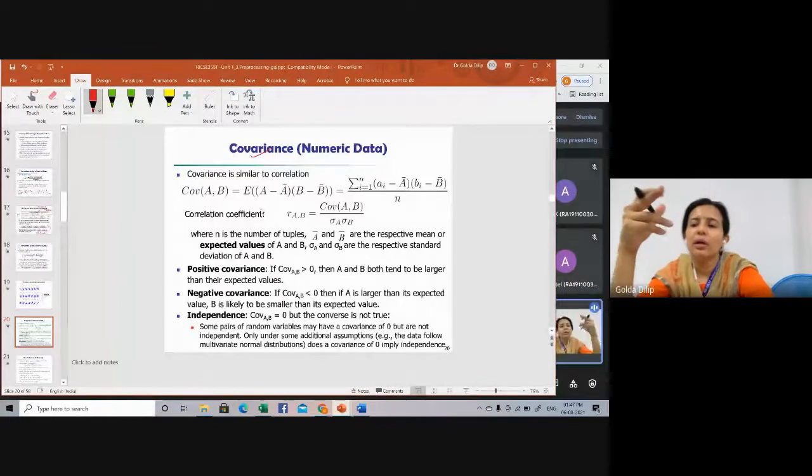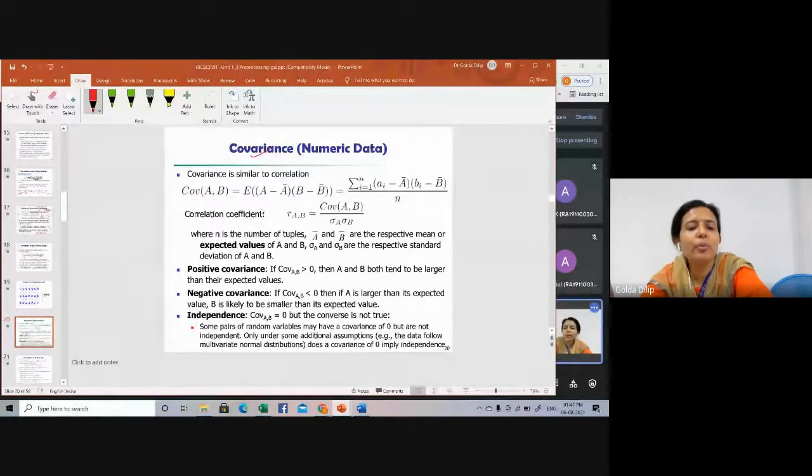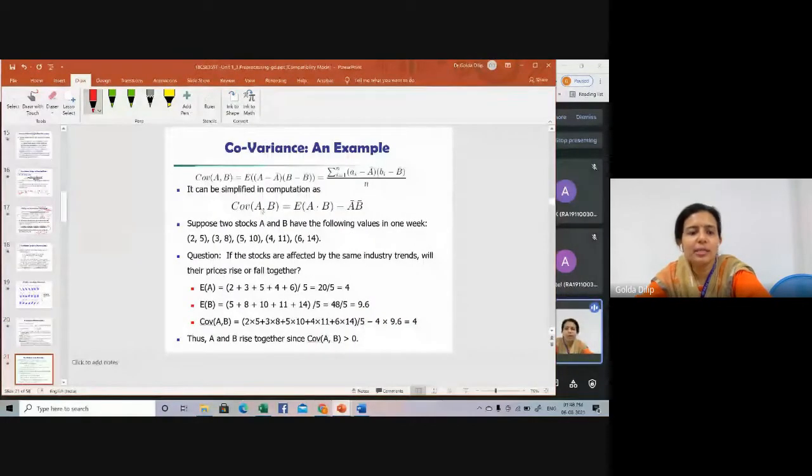Then there is one more method for numeric data called covariance. This is similar to correlation. It assesses how much two attributes are changing together. If the covariance is positive, both attributes tend to be larger than their expected values together; otherwise, it is not true. That's what it says. You can see an example here.